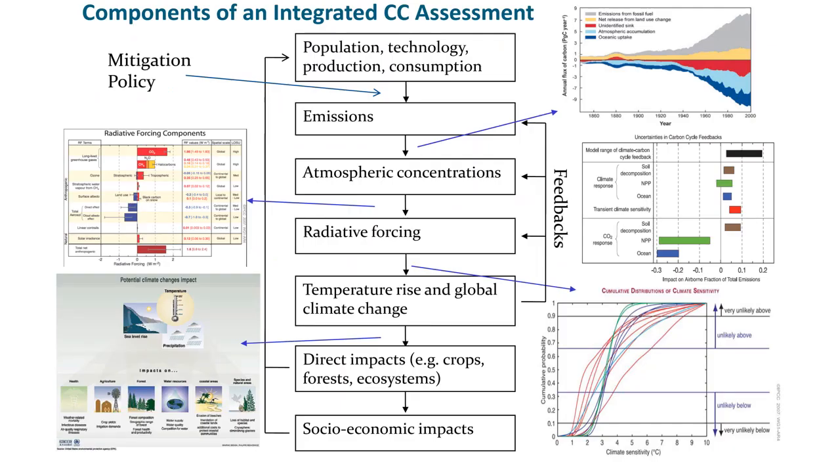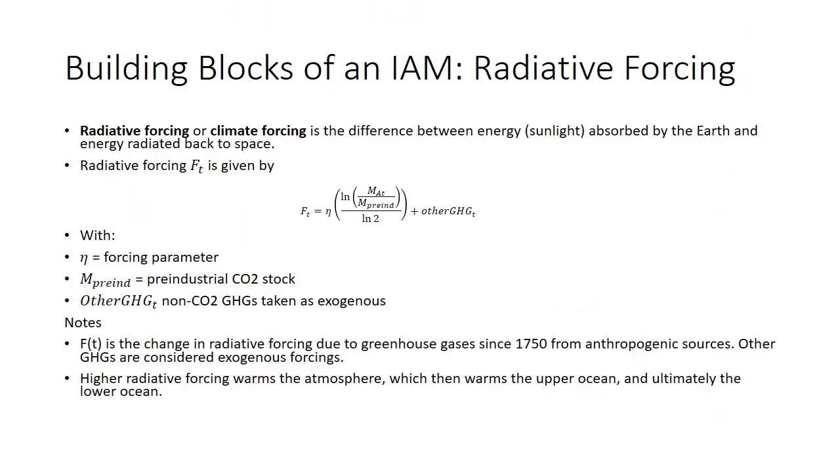That was atmospheric concentrations. Now let's go to radiative forcing. Radiative forcing, or climate forcing, is the difference between energy, or sunlight, absorbed by the Earth and energy radiated back to space. So how much energy is the Earth capturing? It's given by the following function. Ft is the forcing, which is a function of eta.